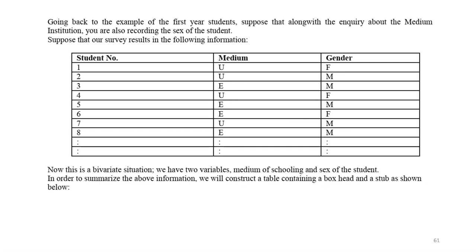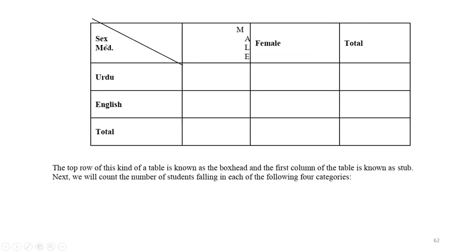Suppose that our survey results in the following information: first student, second, third. First, medium Urdu, and the gender is female. Second is Urdu, the gender is male. Third is English, the gender is male. Likewise, this is given. Now this is a bivariate situation. We have two variables, medium and gender: medium of schooling and sex of the student. In order to summarize the above information, we will construct a table containing a box head and a stub as shown below. Okay, you can see here.